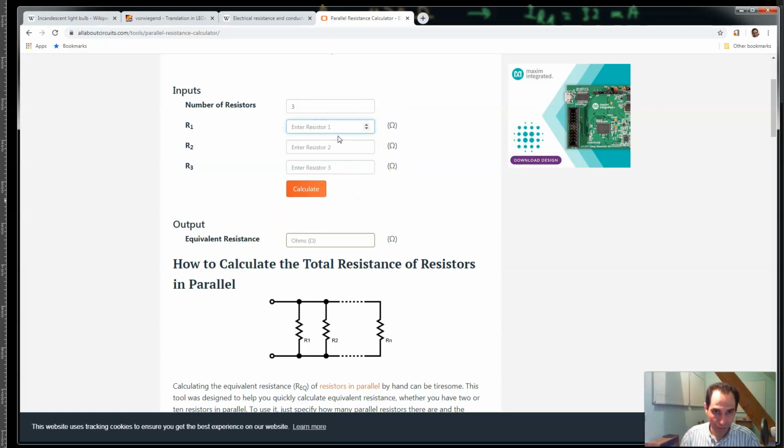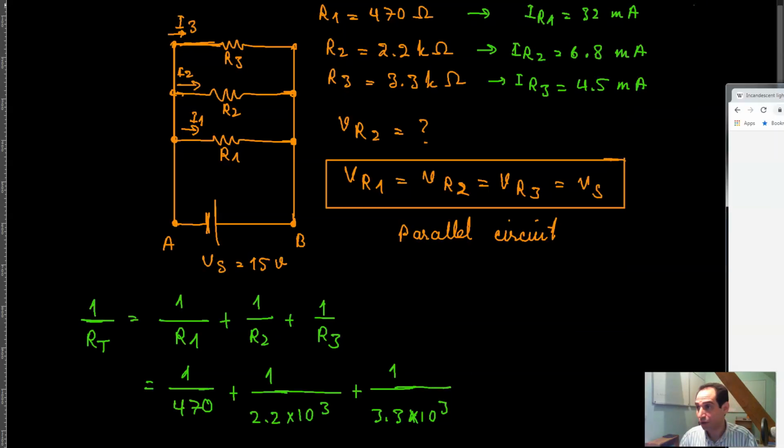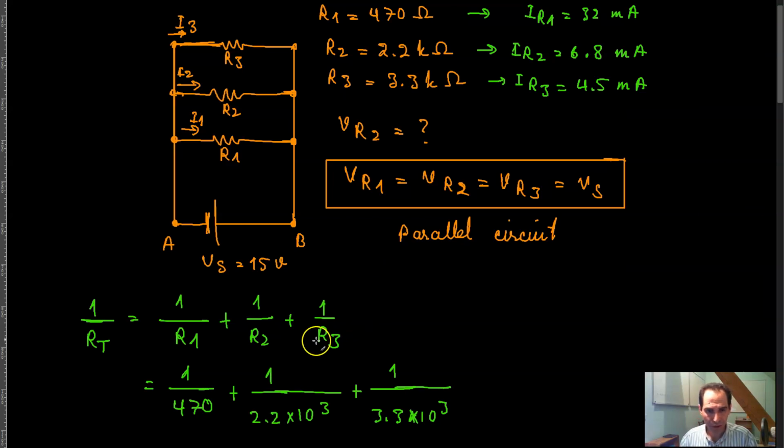This is supposed to be in ohms, so 2.2 kilo ohms would be 2,200 ohms. 3.3 kilo ohms is 3,300 ohms, and the other one is 470 ohms. Calculate, and you'll get 346.59. So that means your R of t here is actually 346.59 ohms, right?